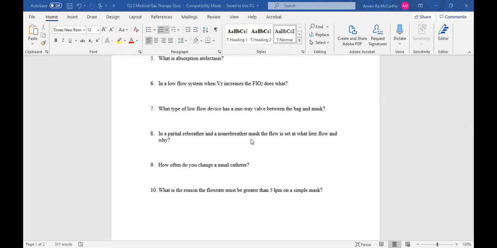That bag needs to be inflated, because if it deflates when they inspire, you're supposed to do what? Turn up the flow. I don't care if they're already on 10. If they're already on 10 and it's collapsing, you need to increase it. And if it's constantly doing that, then we need to switch over to what kind of system? High flow, because non-rebreather is still a low flow system. So if you've got it on 10, 12, 13 liters and it's still collapsing, he's sucking that hard, it's time to go to a high flow system.